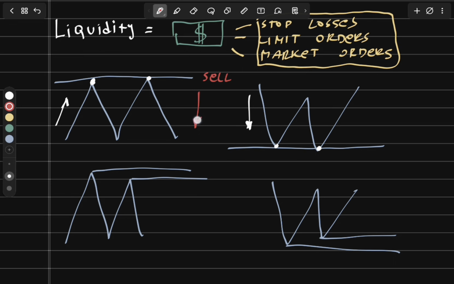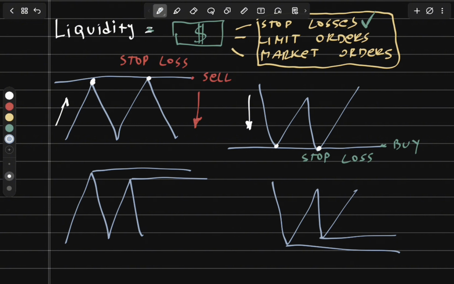So we can assume that if you are trying to sell from this line, you're going to put your stop loss above the line. And if you're trying to buy from this line, you're going to put your stop loss below the line. What did we say that stop loss means? Stop loss equals what? Equals liquidity.